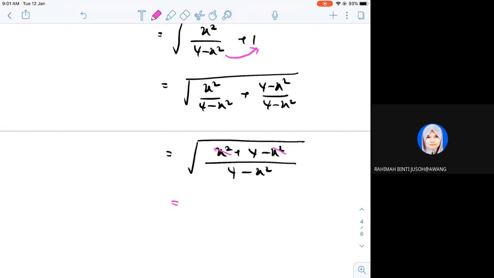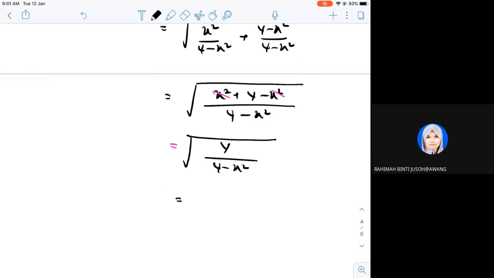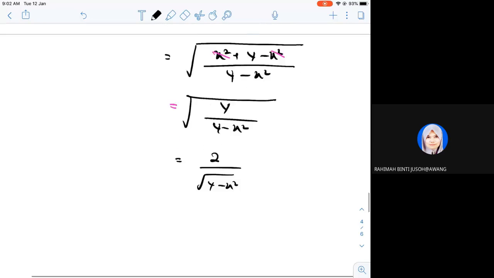So it becomes square root of 4 over 4 minus x squared. So if we simplify this, we can have 2 over square root of 4 minus x squared. Okay, so right now this is our function. Okay, 2 over square root of 4 minus x squared.